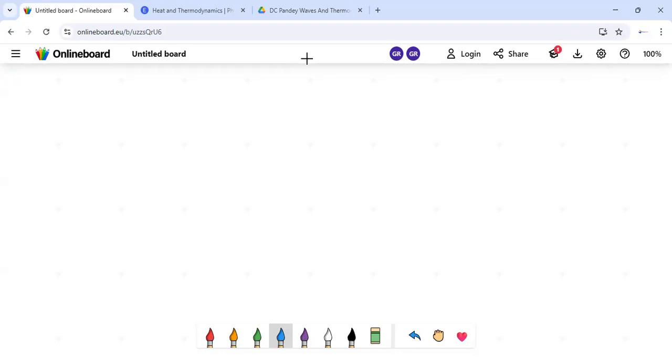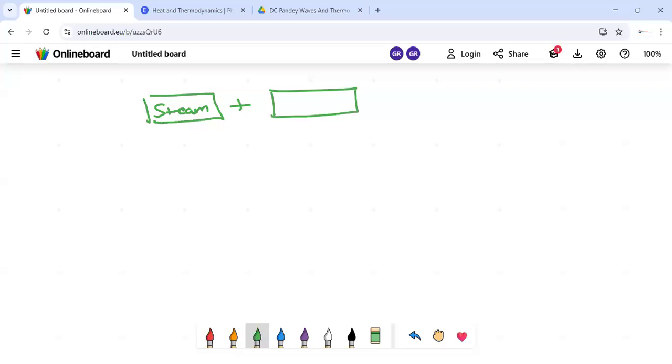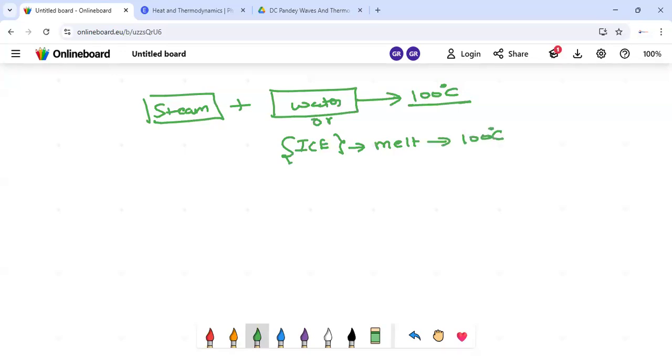Okay. So in the previous class, we did a question where ice was mixed with water, right? Now I want all of you to understand, if suppose we are mixing steam with water or ice. So here what we should do, if it is water, we will take water up to which temperature? 100 degrees Celsius. If it is ice, we will first melt it. And once it has melted, we will assume that it will go up to 100 degrees Celsius.